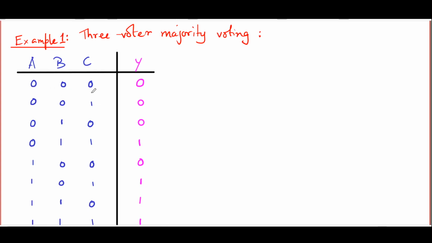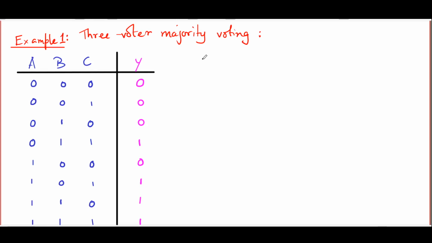Of course 000, nobody has voted in favor, the result is 0. 001, only one person has voted in favor, that's also 0. The first time we have a 1 is for 011, 2 people have voted in favor, 1 hasn't. That's a majority in favor. 100, only one person has voted in favor, still 0. 101 is 1, 110 is 1, and 111, everybody has voted in favor, of course, is a yes.